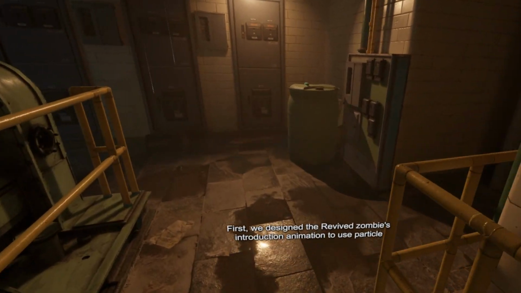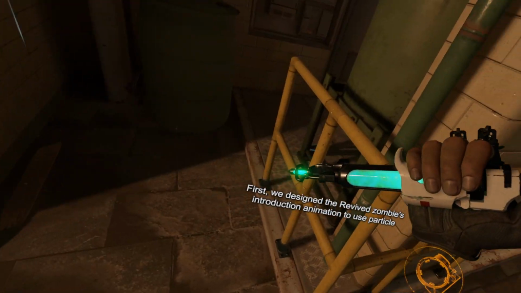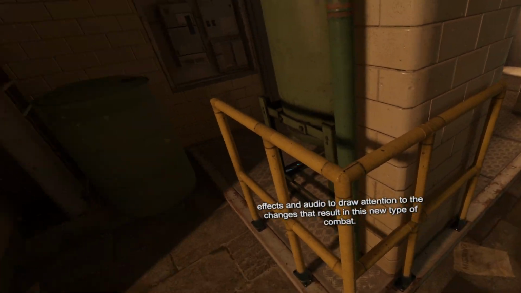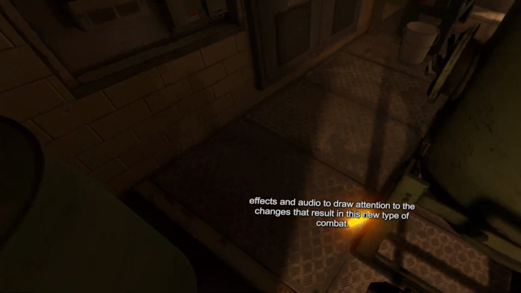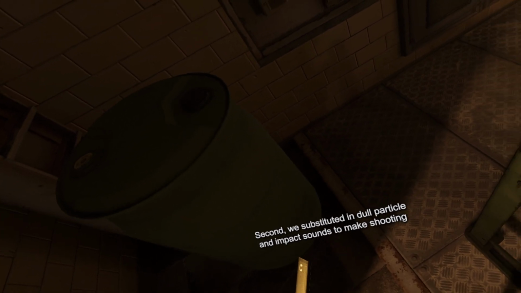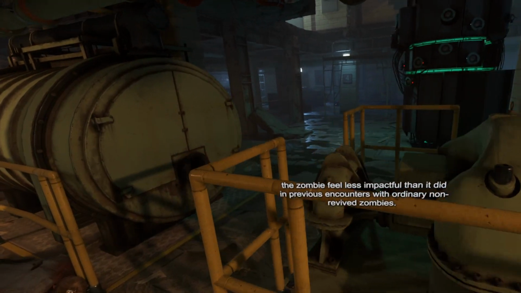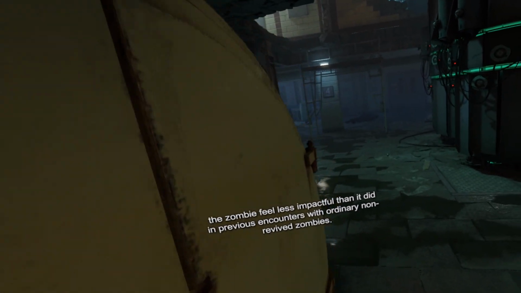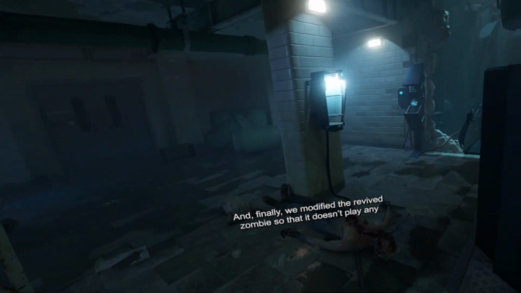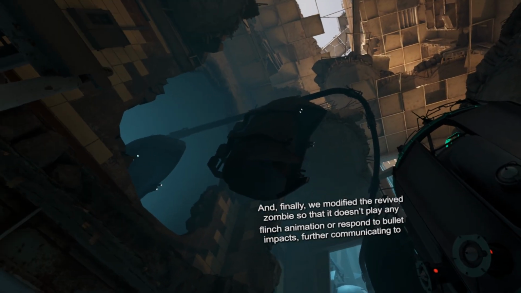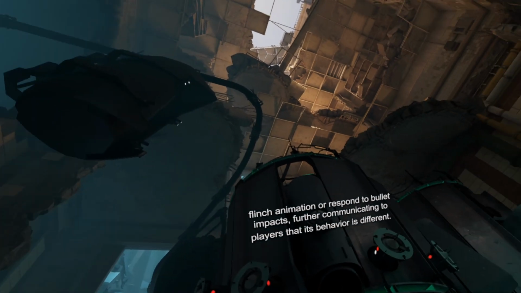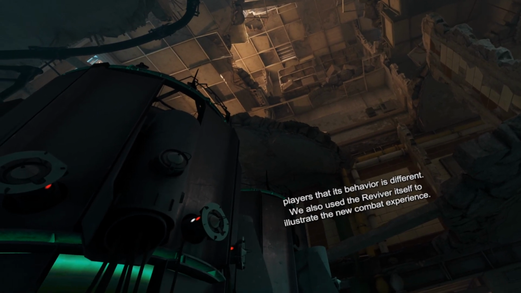First, we designed the revived zombies' introduction animation to use particle effects and audio to draw attention to the changes that result in this new type of combat. Second, we substituted in dull particle and impact sounds to make shooting the zombie feel less impactful than it did in previous encounters with ordinary non-revived zombies. And finally, we modified the revived zombie so that it doesn't play any flinch animation or respond to bullet impacts, further communicating to players that its behavior is different.